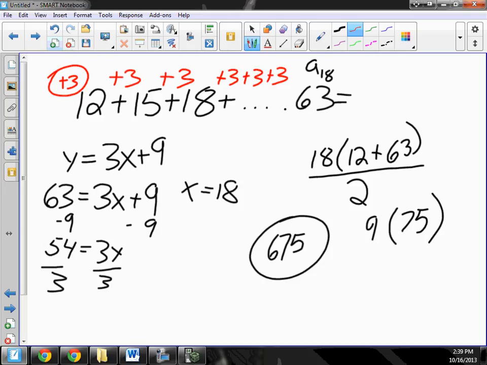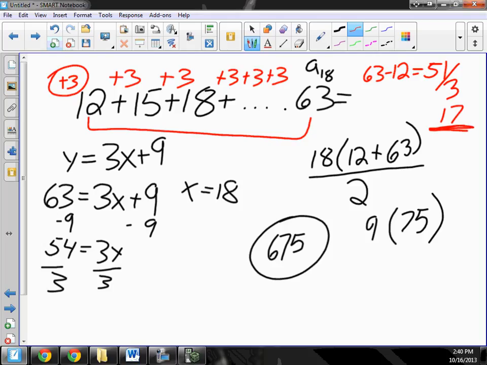So he's saying, well, I know that the difference between 63 and 12, 63 minus 12, is going to be 51. So this is how much has been added, right? So 3 plus 3 plus 3 all over is 51. So he's going to divide that by 3, and you get what? 17. So that tells you how many plus 3's there are, but the only trouble is this number is off by 1. So you add 1 to that, and you get 18, which will give you the same answer.